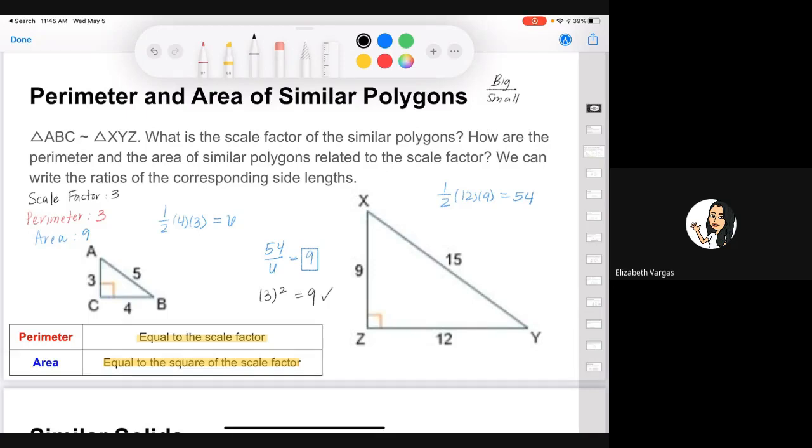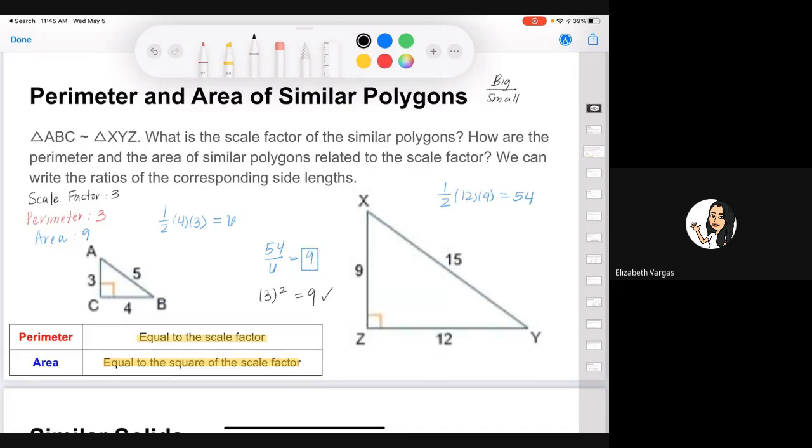That checks out. So our area, whenever we change the dimensions of our sides by a specific scale factor, is going to be affected by the square of that scale factor. And so in this instance, it's going to be 9. Okay, questions about this?